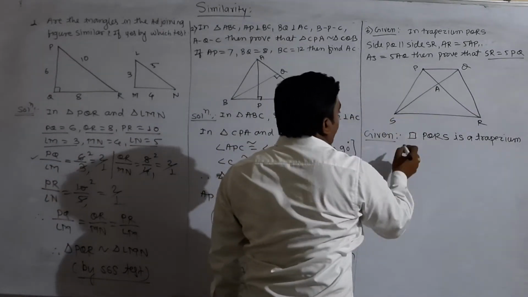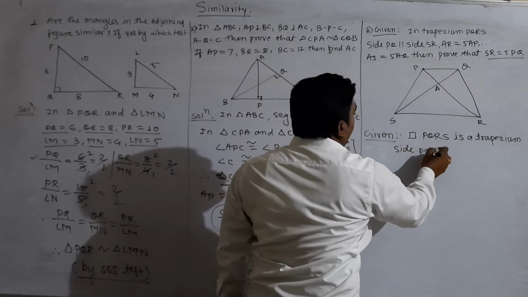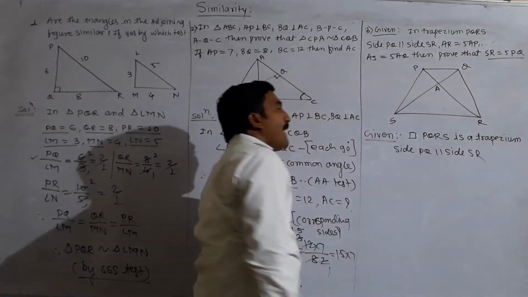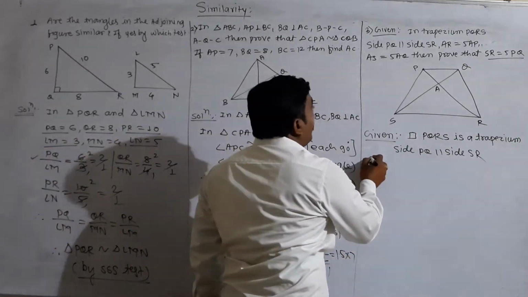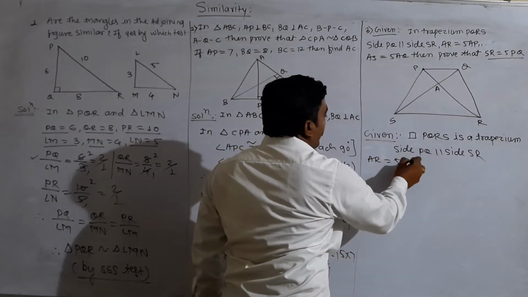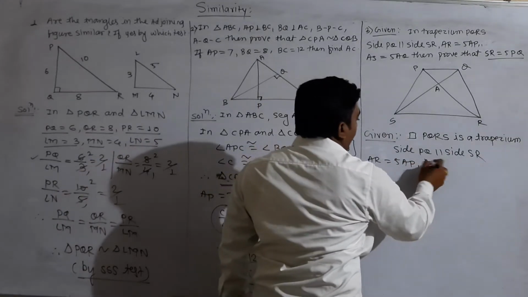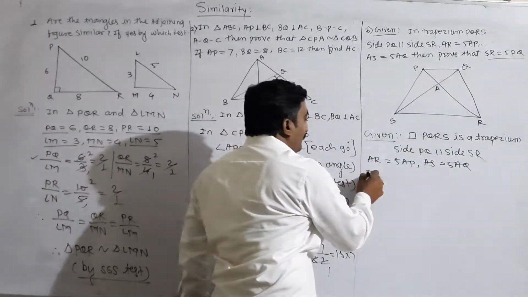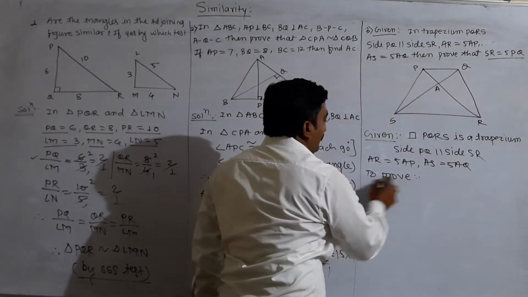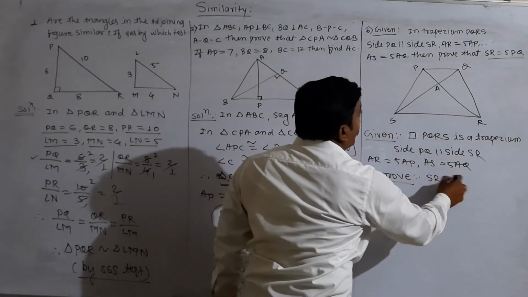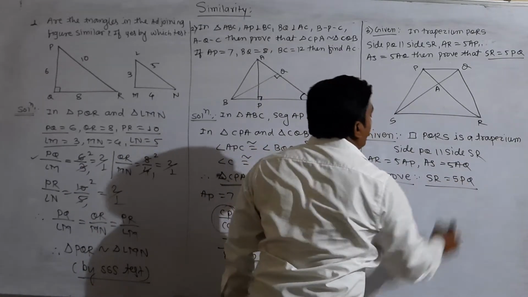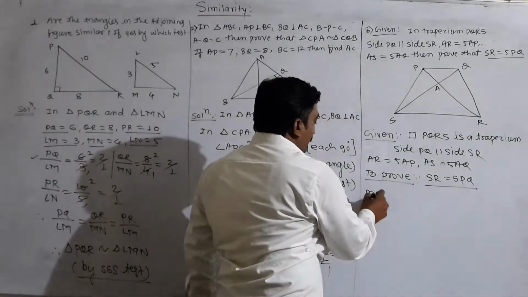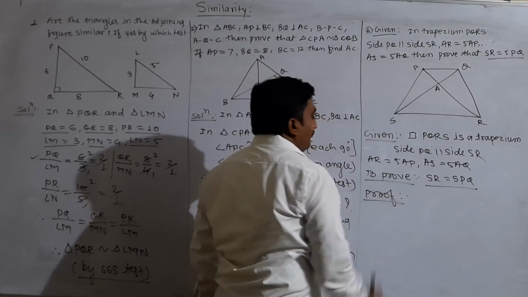In the trapezium, side PQ is parallel to side SR. We are given AR is equal to 5 AP and AS is equal to 5 AQ. This is the given. To prove: SR is equal to 5 PQ. So for the proof, we take the following.